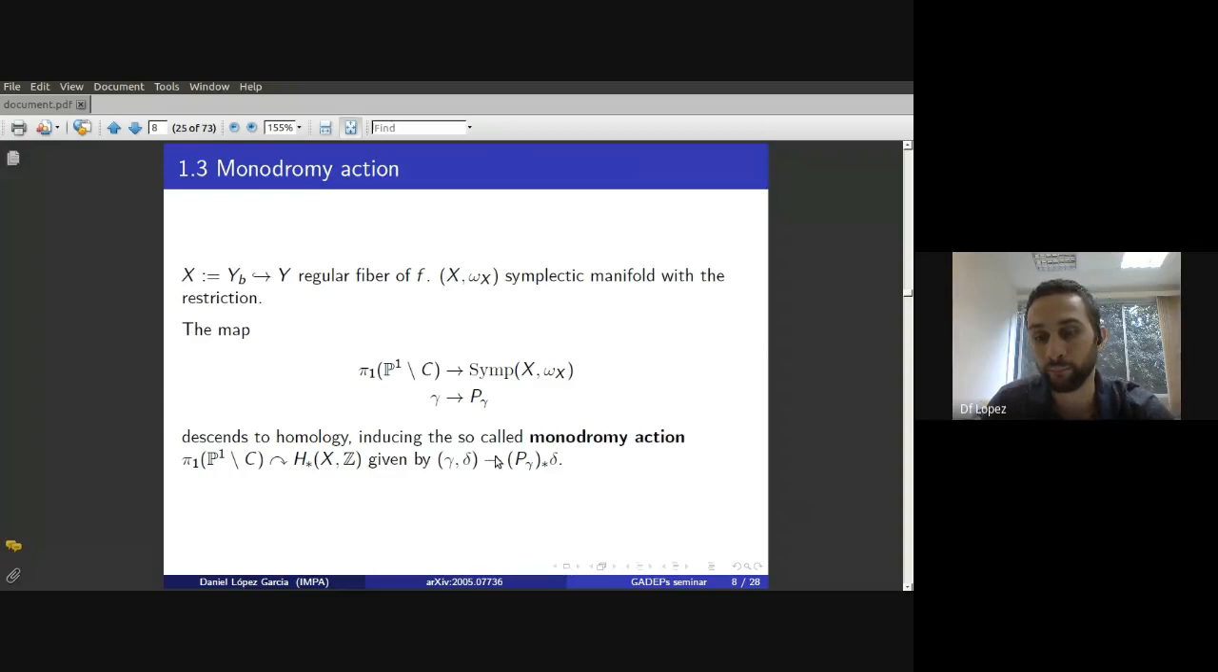So because it's by symplectomorphism, I want to mention that if some manifold in a fiber is Lagrangian, then by using this diffeomorphism, its image in the other fiber will be Lagrangian too.